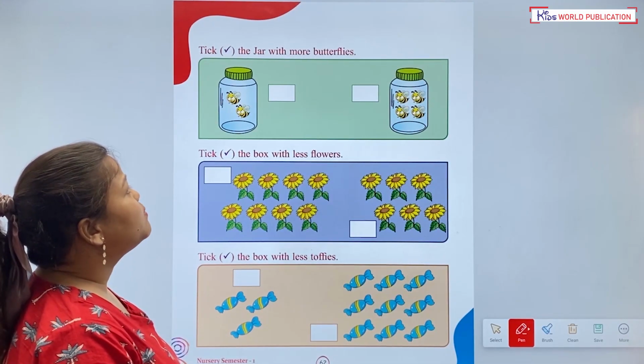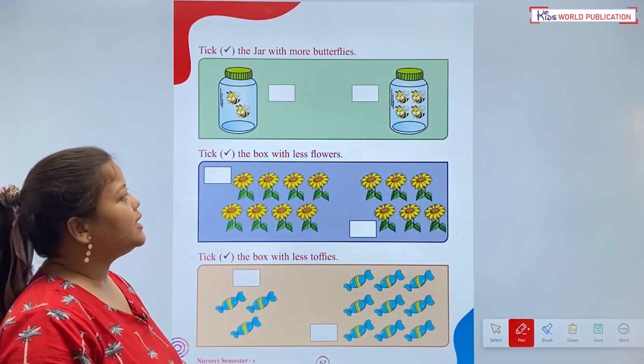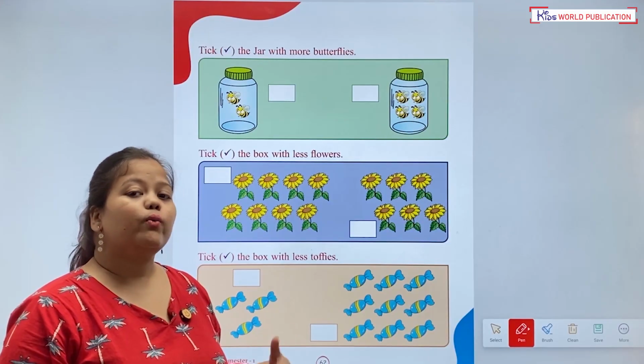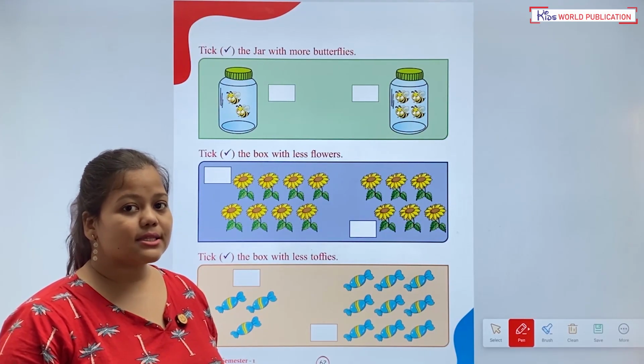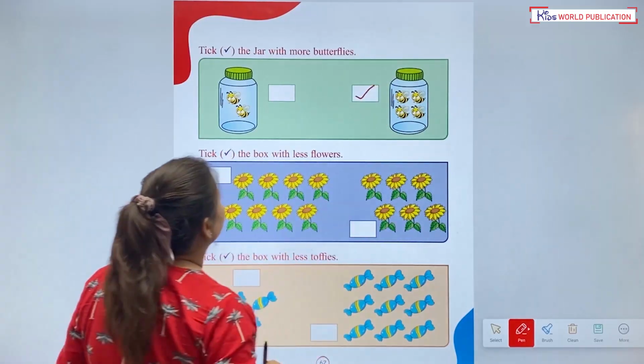Take the jar with more butterflies. So kids, here we can see 2 jars which has butterflies. So which jar has more butterflies? This jar. So we will tick the box.